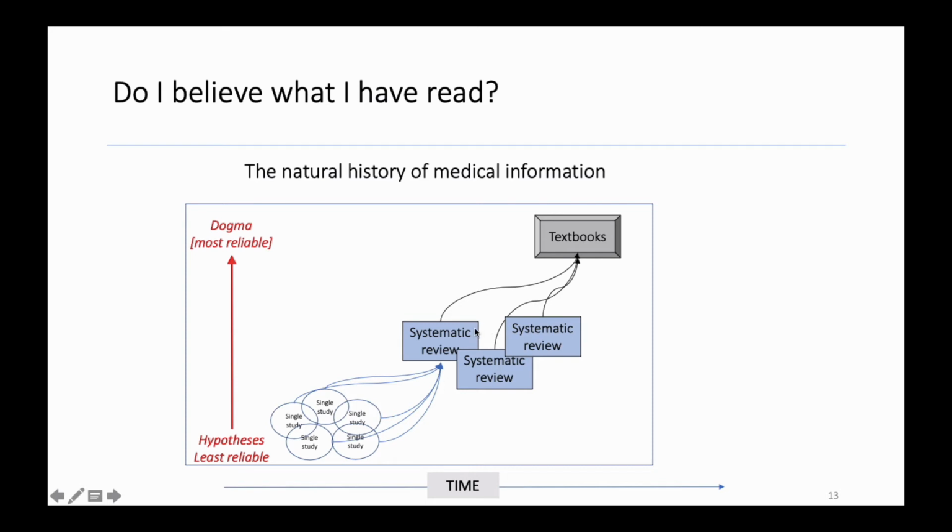But if the information passes muster, it gets past the systematic review, then it's probably good to go as dogma into a textbook. So keep this in mind. The single studies are perilous at times because they are not corroborated in the future. And textbooks may not have exactly cutting-edge information, but it has information that you can believe in.